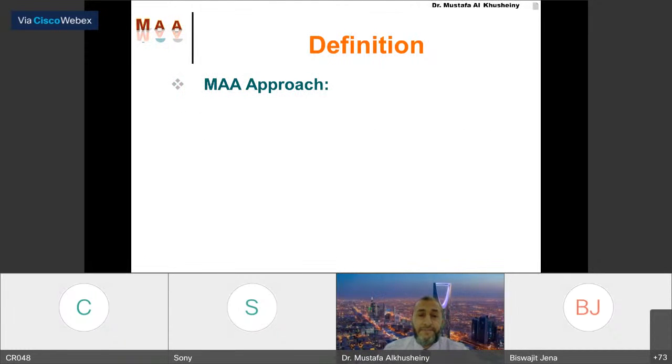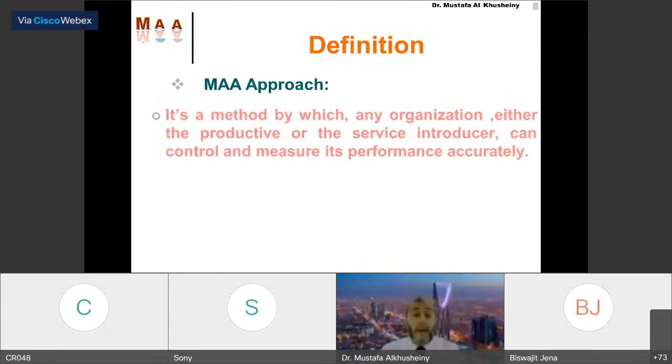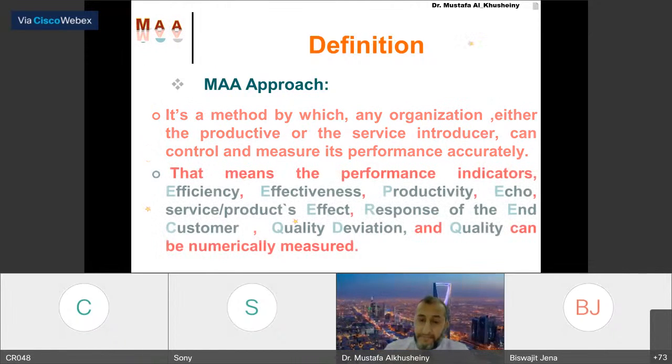So what is my approach? My approach is a method by which any organization, either productive or service provider, can control and measure its performance accurately and numerically. That means the performance indicators, either efficiency, effectiveness, productivity, the effects of the product or service, the response of the end customer, quality deviation, and quality, can be numerically measured.